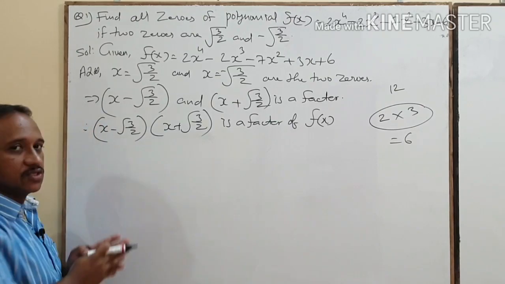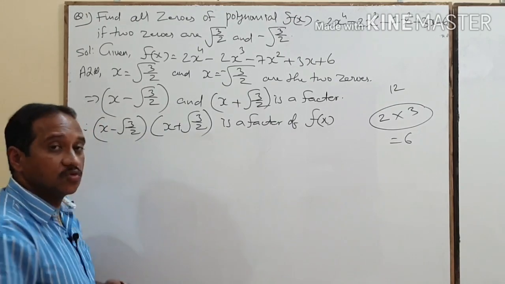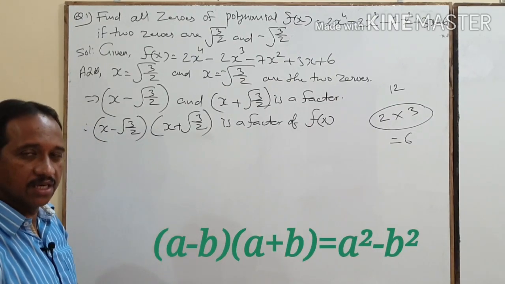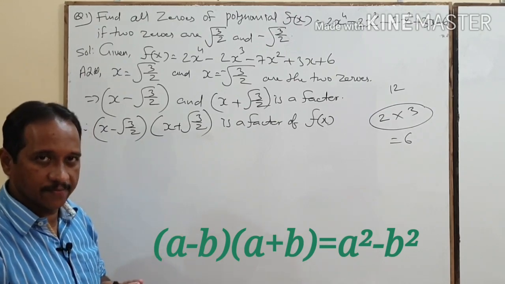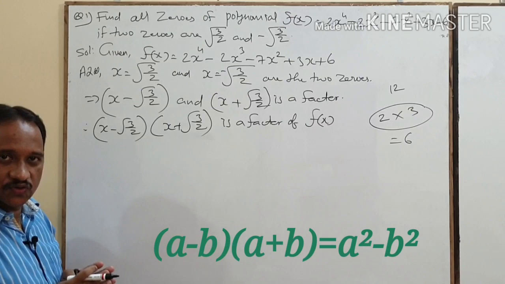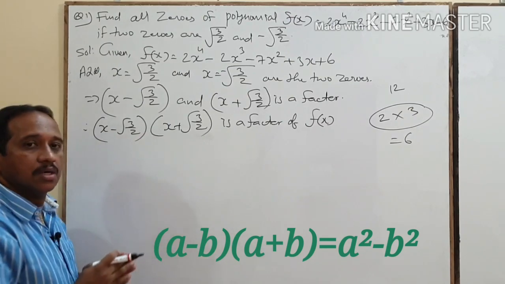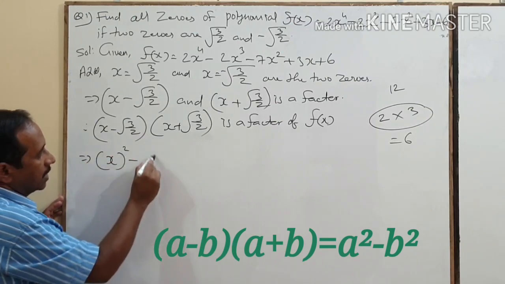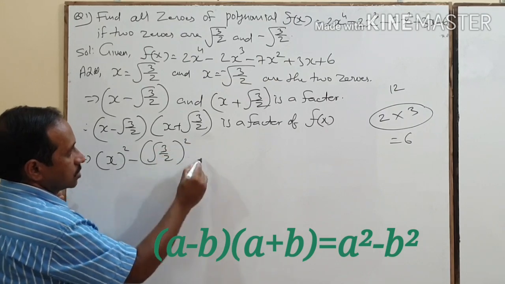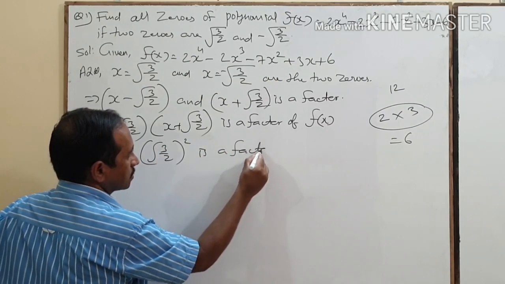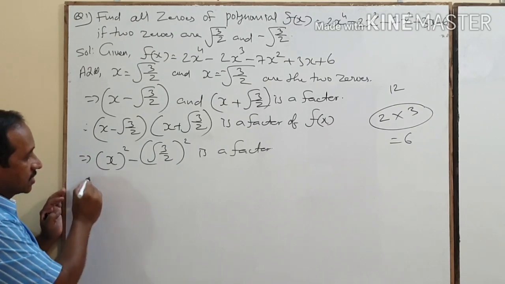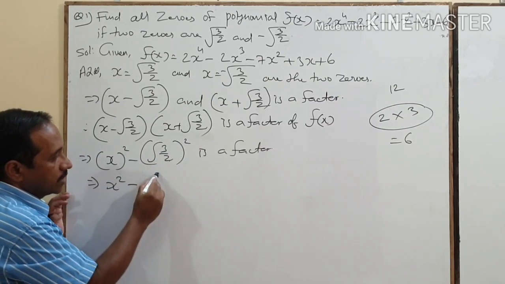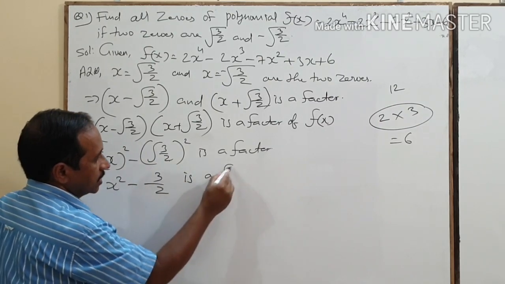Now we have to multiply these two. To multiply these two is very easy because this is in the form of a minus b into a plus b, which is a square minus b square. In place of a we have x and in place of b we have root 3 by 2. So it gives x square minus root 3 by 2 the whole square is a factor. Square of x means x square, minus the square of root 3 by 2 is 3 by 2, is a factor.